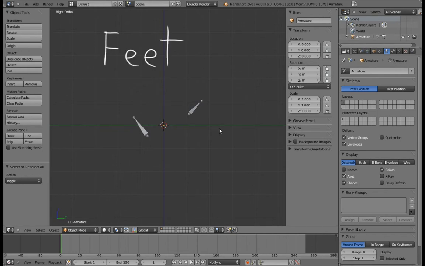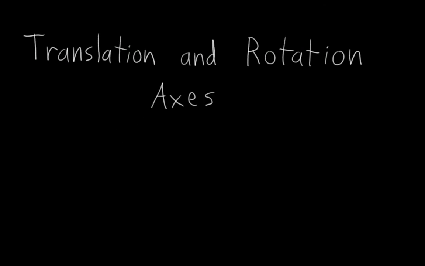Next up is feet. And thankfully, we're going to keep Mr. Squeegee's feet very simple. The model just has two pieces per foot, the heel and the toe. And we're going to take the easy way out for this rig and just have one bone for each. But even so, there are some things that we need to think about. The first is translation and rotation axes.